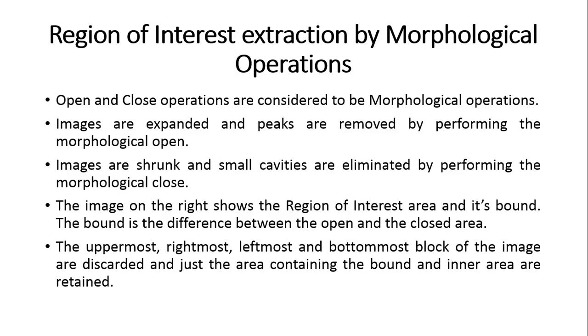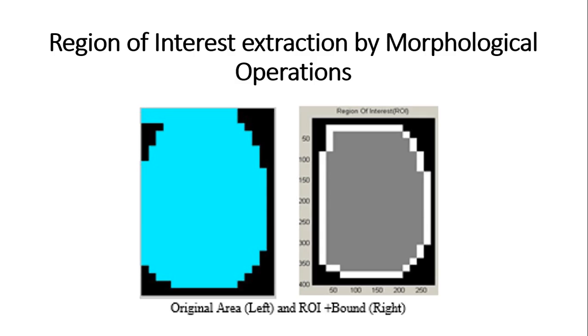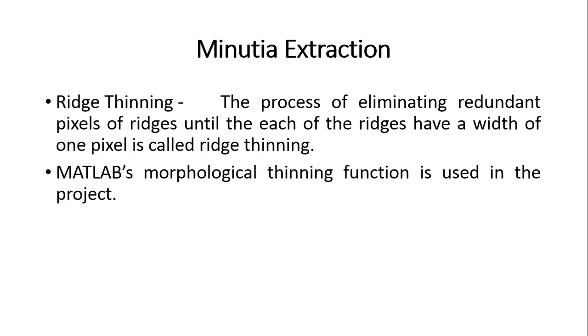Region of interest extraction by morphological operations. Open and close operations are considered to be morphological operations. An image is expanded and peaks are removed by performing the open. Images are shrunk and small cavities are eliminated by performing the close. The uppermost, rightmost, leftmost and the bottommost parts of the image are discarded, just leaving the area containing the bound and the inner area of the image. The images before and after morphological operations are shown here.